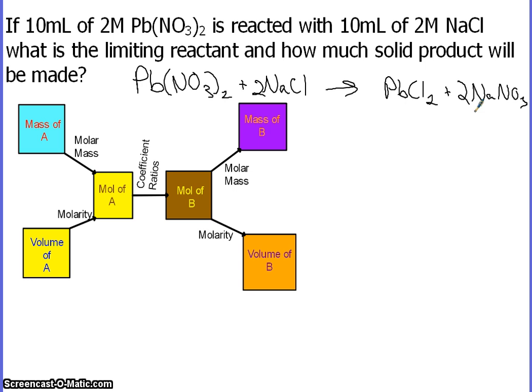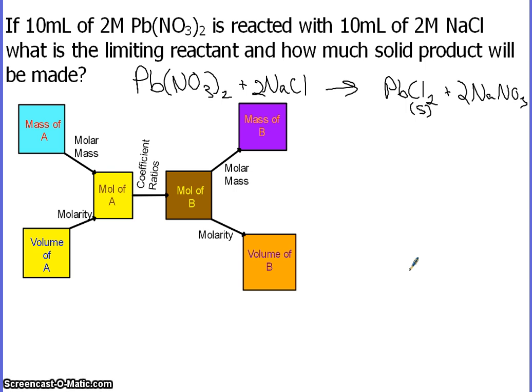Now I need to know what is the solid product. Well, if I look at the 2 products, sodium and nitrates are both very soluble, so that's a very soluble compound. Chlorides are normally soluble, but they precipitate with lead. So lead chloride would be my solid product. That's what I want to find.